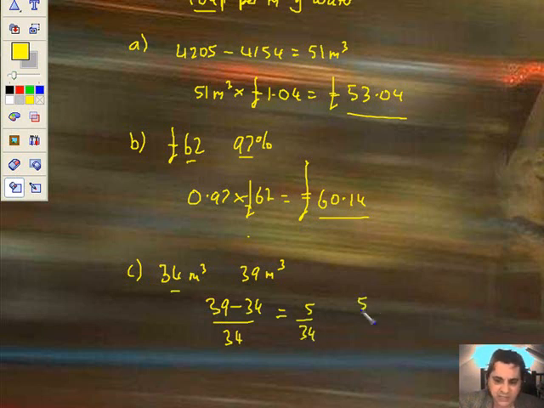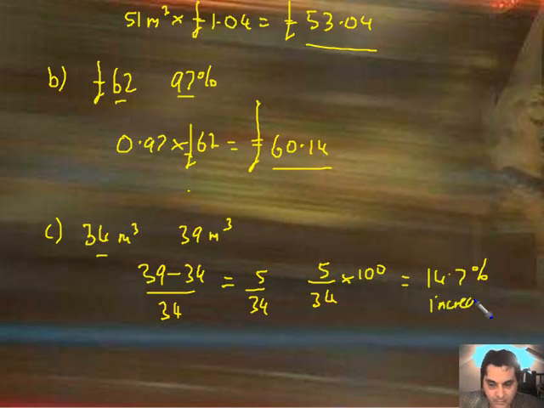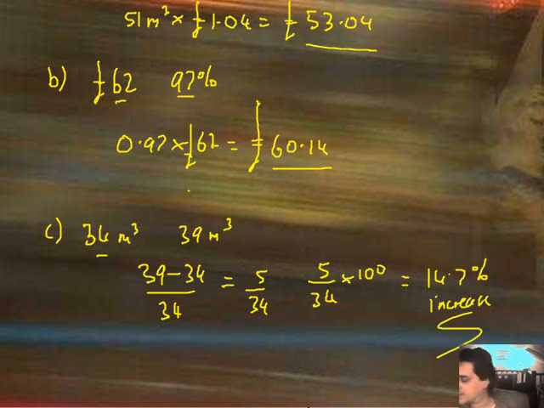Now we're just going to change that into percentage increase, so just multiply that by 100, and we've increased our consumption by 5 divided by 34, multiply it by 100. We've increased our consumption by 14.7%. Alright, I'm going to stop there, and that's fine, and that's the assess done in chapter 4. Thank you.